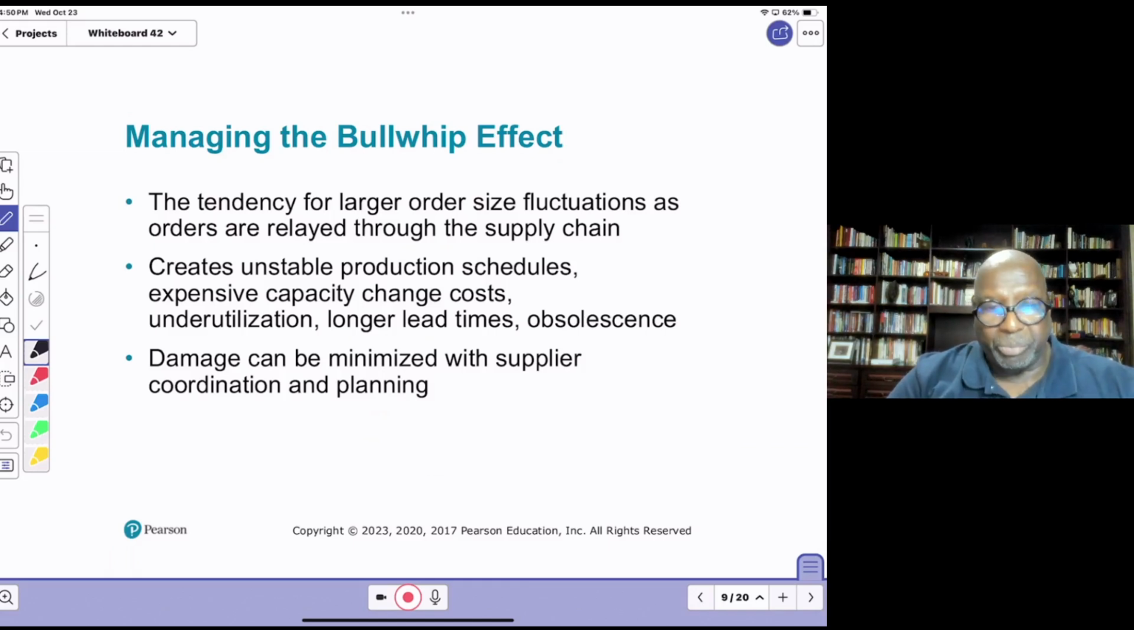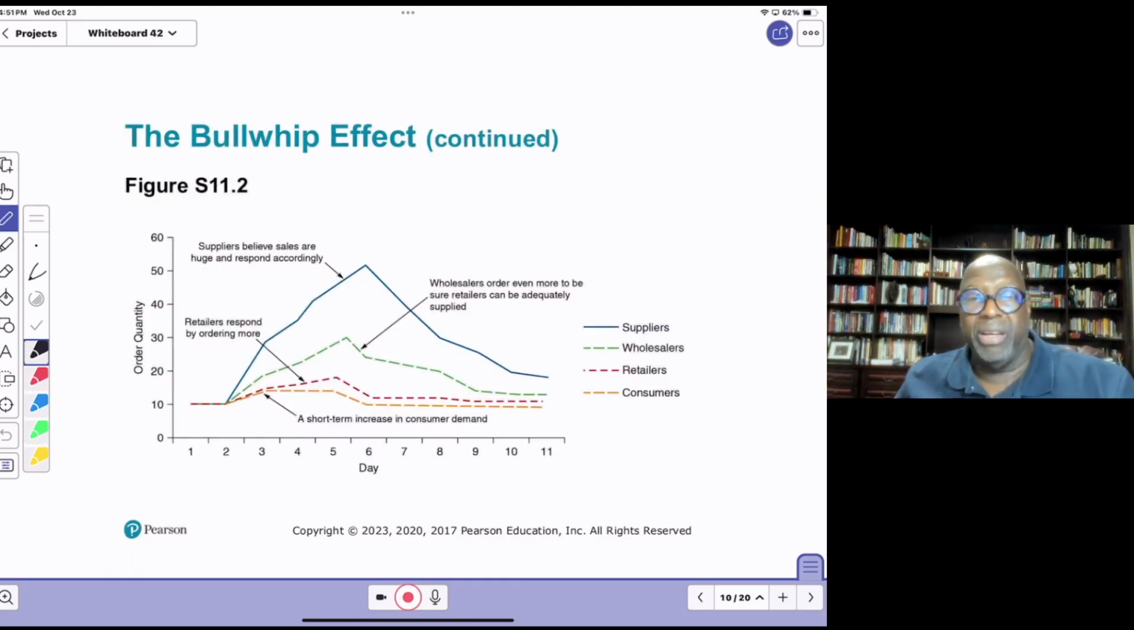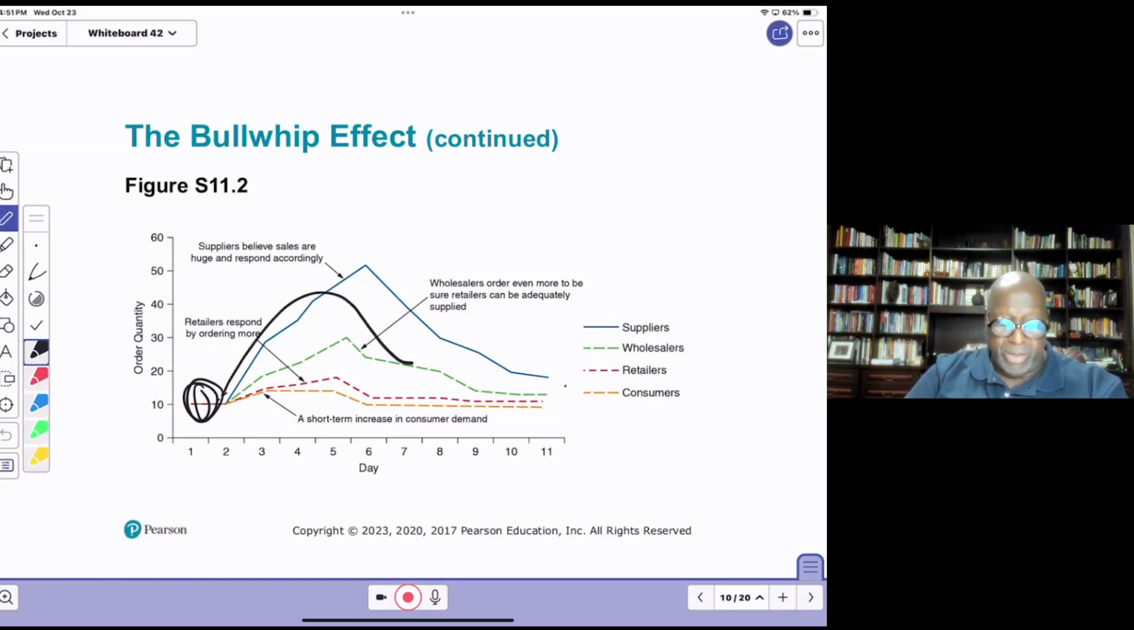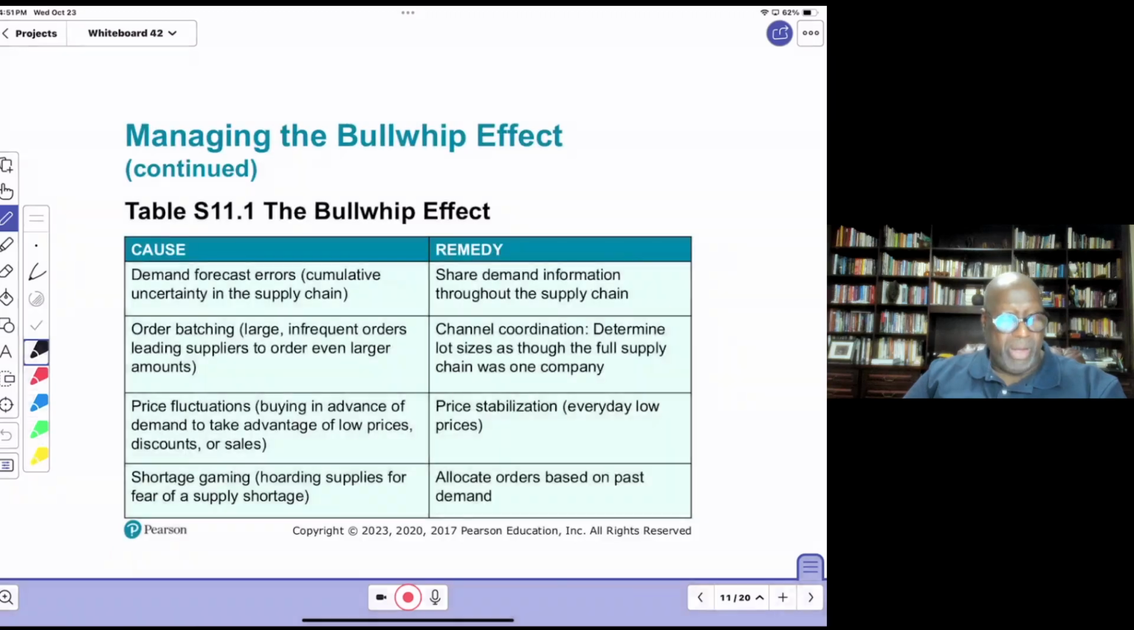So damage can be minimized with supplier coordination and planning. If the various people in the supply chain are actually sharing information in terms of what's real and what's not, they could actually mitigate against the bullwhip effect. All right, so that's what you're seeing here. This is the handle, and then it starts to taper off eventually. Okay, so that's kind of the bullwhip effect.